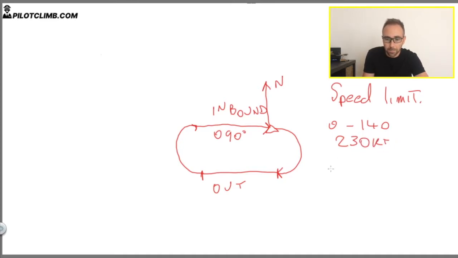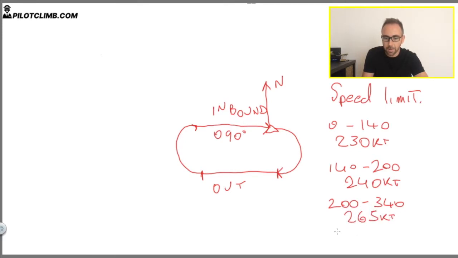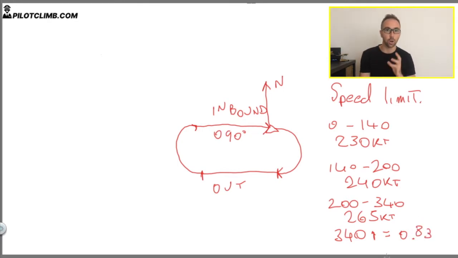From flight level 140 to flight level 200, the maximum speed you can use is 240 knots. From flight level 200 to flight level 340, the maximum speed is 265 knots. And from flight level 340 or above, the maximum speed will be Mach 0.83. Okay? So these are speed limits in normal conditions.